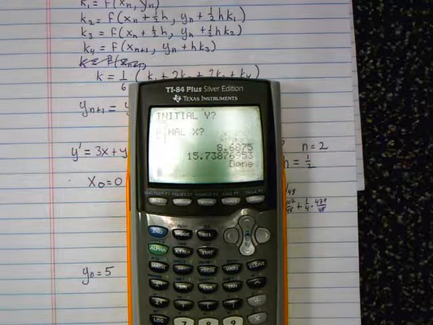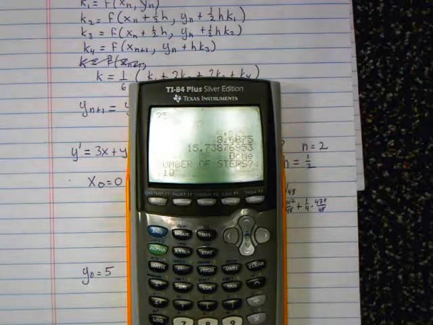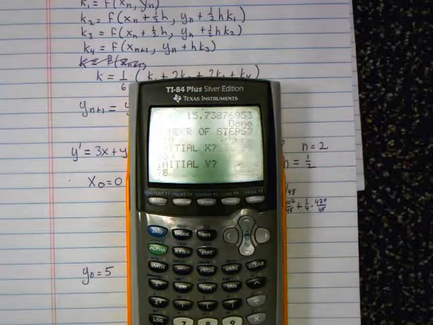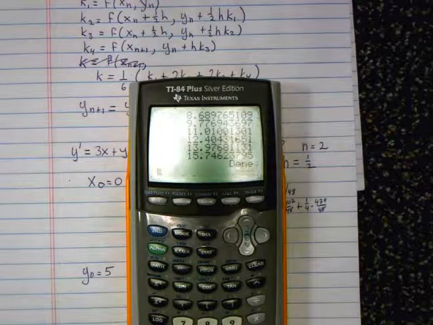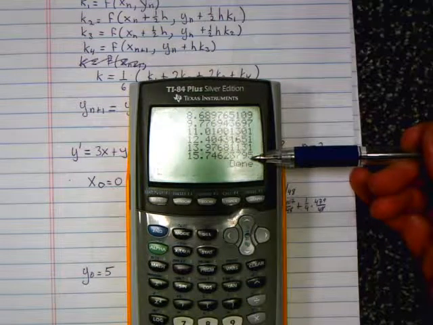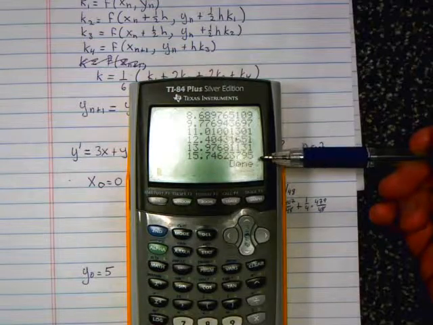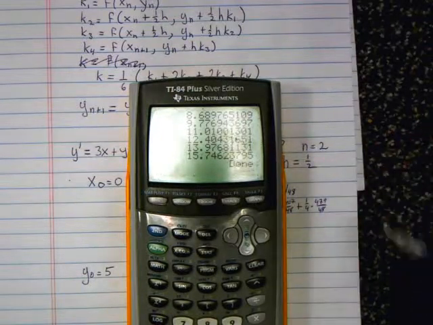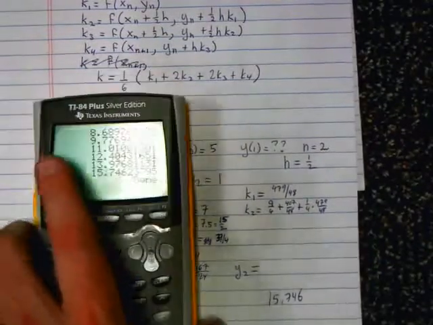That was pretty quick, actually. Well, it only computed 2 steps. Imagine we wanted to do 10 steps, and we're still going to start at 0, 5, and we still want to go to x equals 1. What was our answer after 2 steps? 15 point something. And after 10 steps, it's still 15 point something? Well, let's just compare them. 15.746. That's what we had after 10 steps.